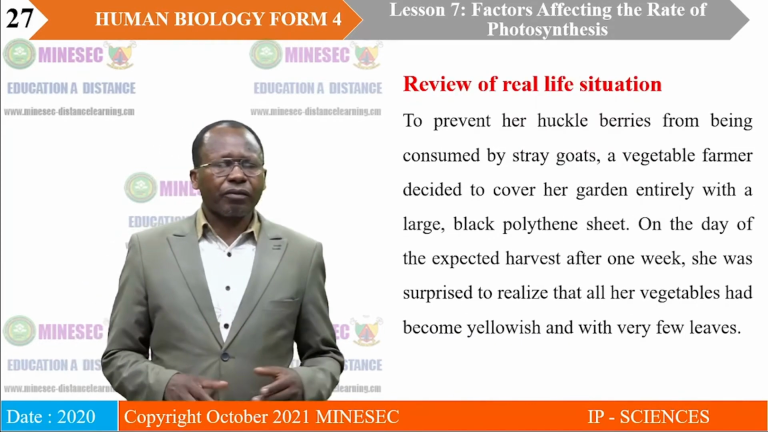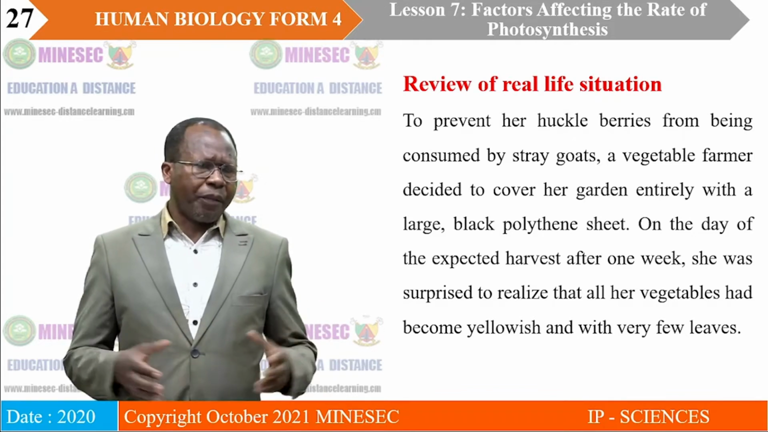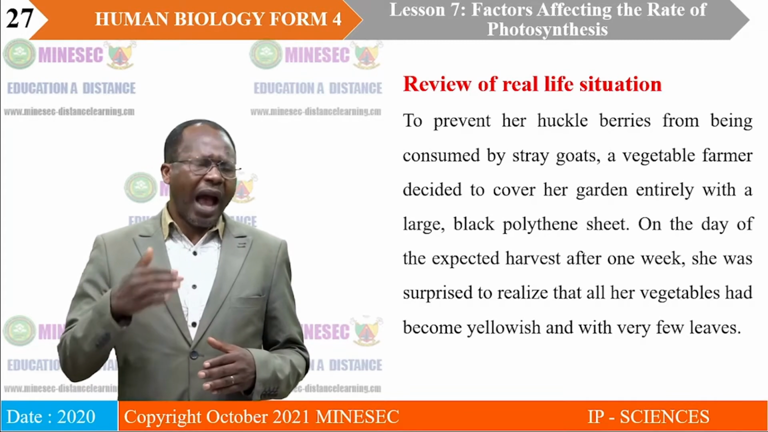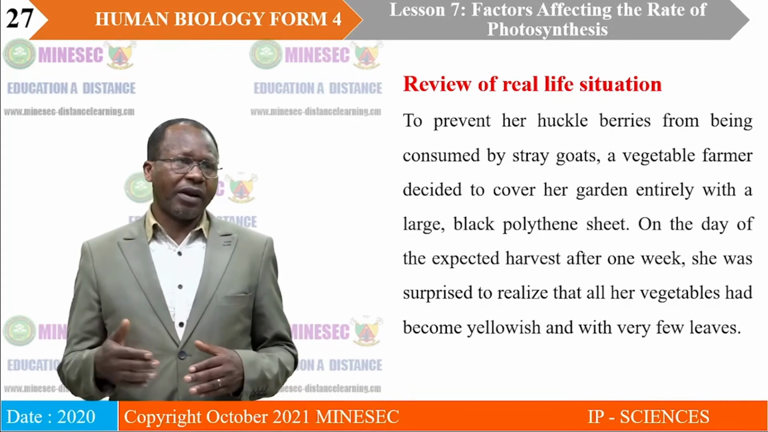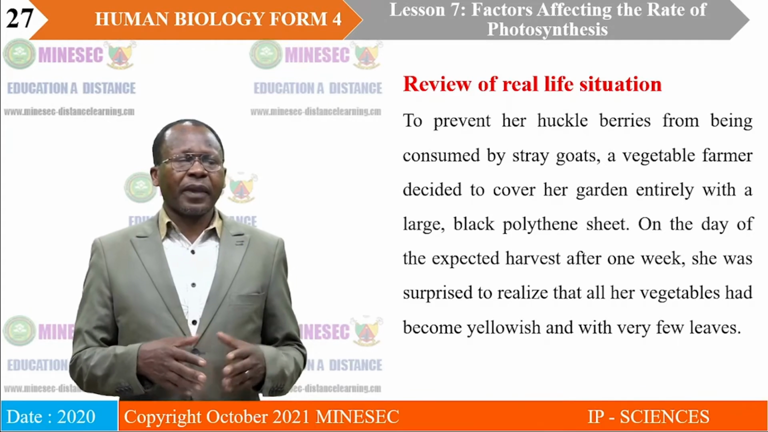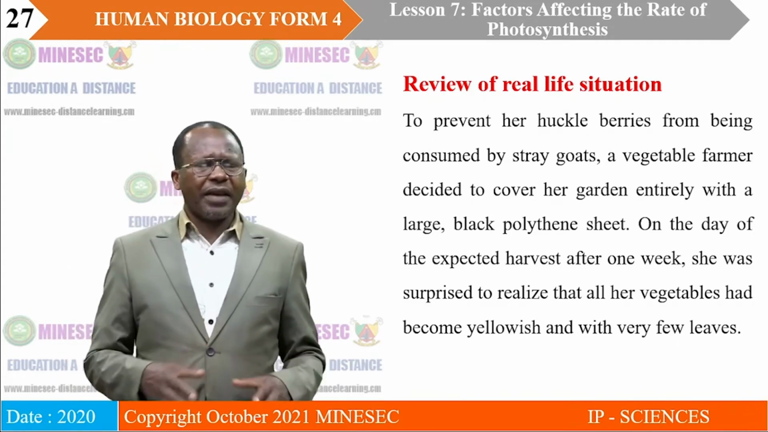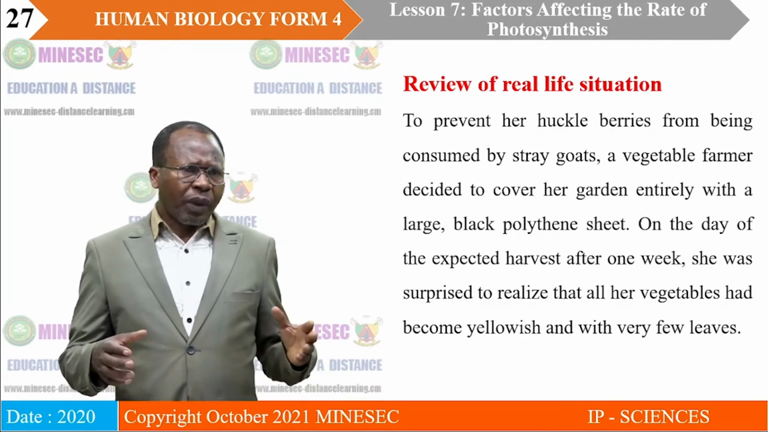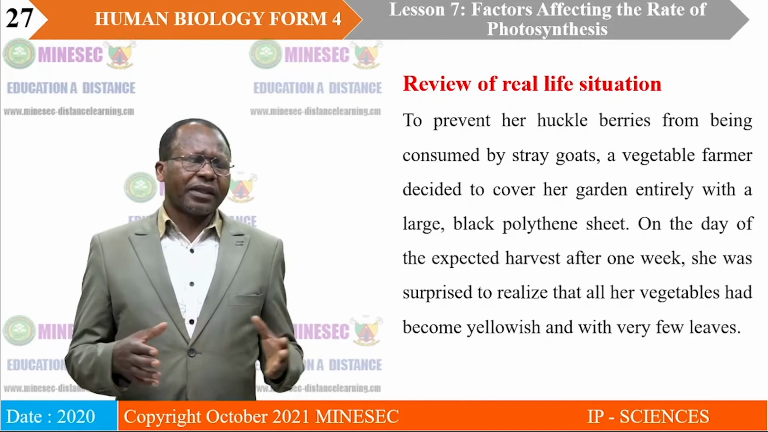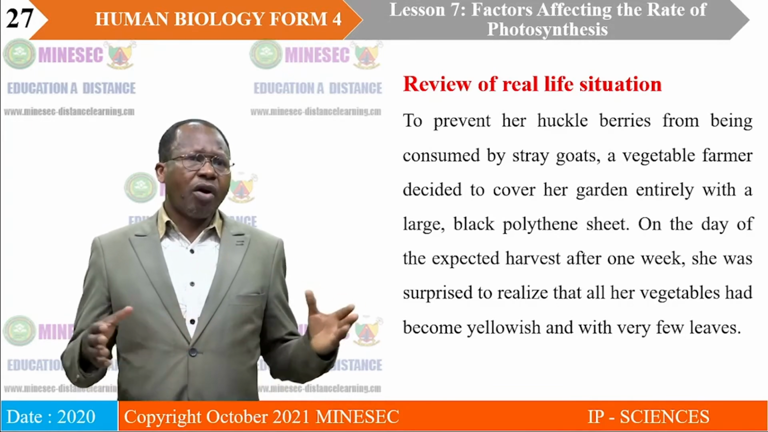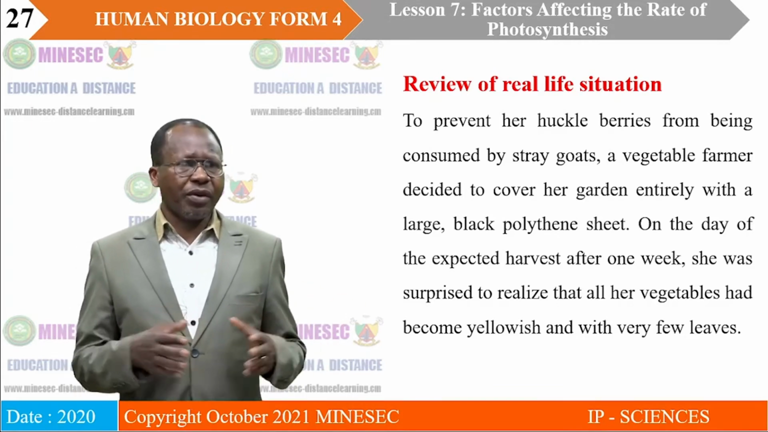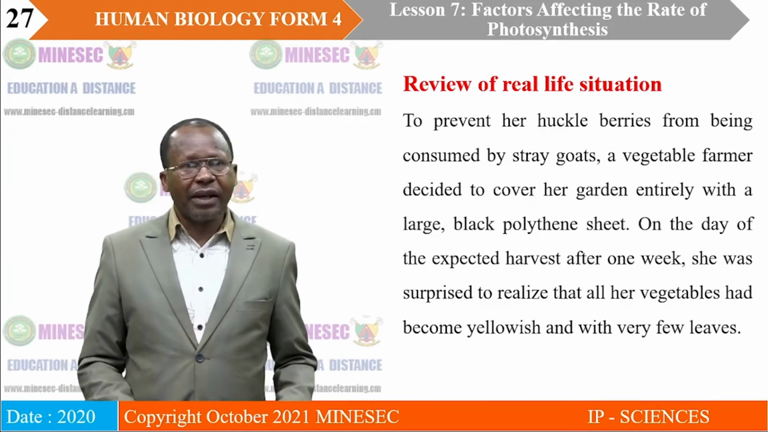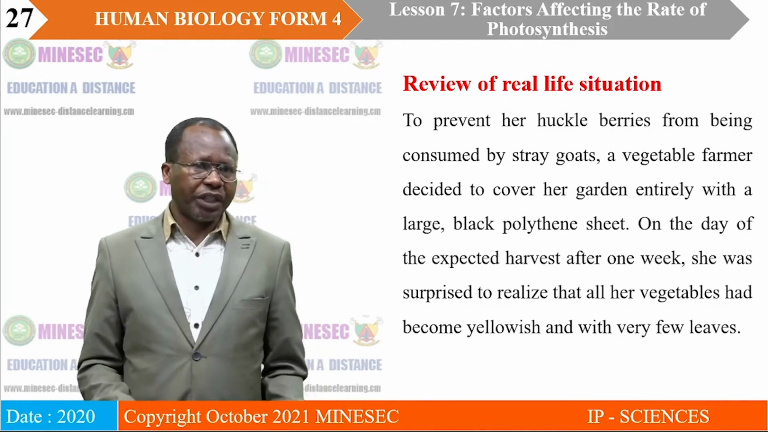Also, when we relate to temperature, we realize that there's a difference, because increases in temperature after optimum decrease the rate of photosynthesis. Let us look at a review of the real life situation we had seen. Here, we had seen that to prevent huckleberries from being consumed by stray goats, a vegetable farmer decided to cover her garden entirely with a large black polythene sheet.